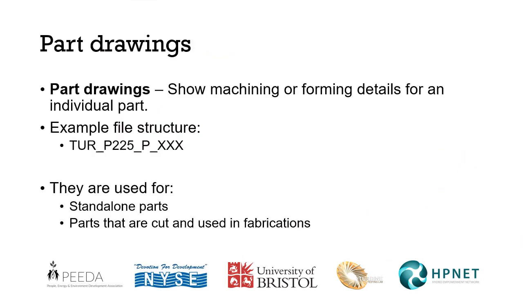So the final type of drawing is part drawing, and they show machining or forming details for an individual part. They use a P to indicate part, and they're used for standalone parts or parts that are then cut and used in fabrication. So let's take a look at an example.